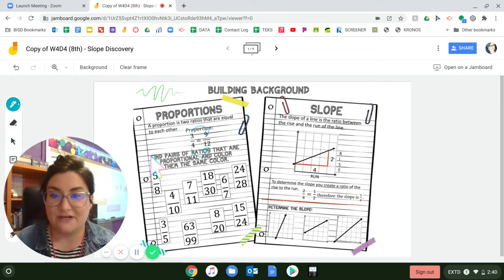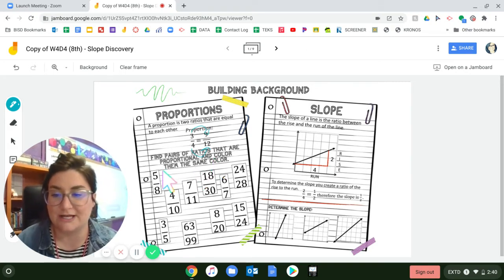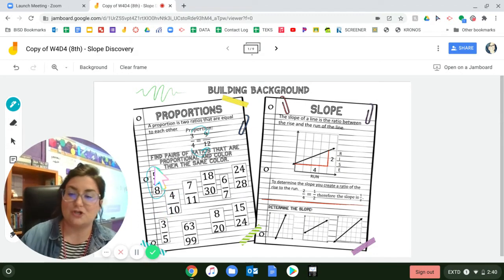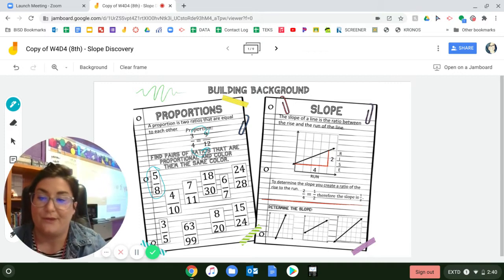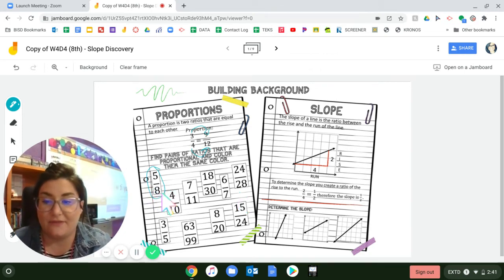So your first activity here is to find pairs of ratios that are proportional and color them the same color. The first one that I see is 5/8, so I'm going to start with that one. I'm going to try to find a ratio that's proportional, meaning I can multiply the same number by top and bottom and I get a new ratio. For this one, I'm looking at the denominator of 8. Which one of these denominators can 8 go into evenly? The only one I see is 24.